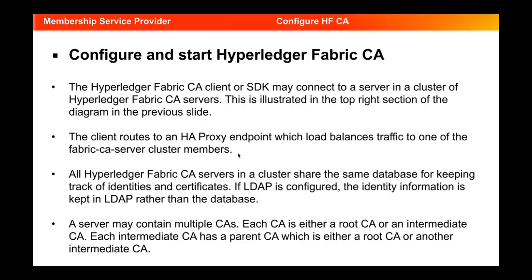When it comes to high availability, more servers means high availability is achieved. If you have more servers which can serve the users, none of the users' requests will go unnoticed by the server. All Hyperledger Fabric CA servers in a cluster share the same database for keeping track of identities and certificates. If LDAP is configured, the identity information is kept in LDAP rather than the database.